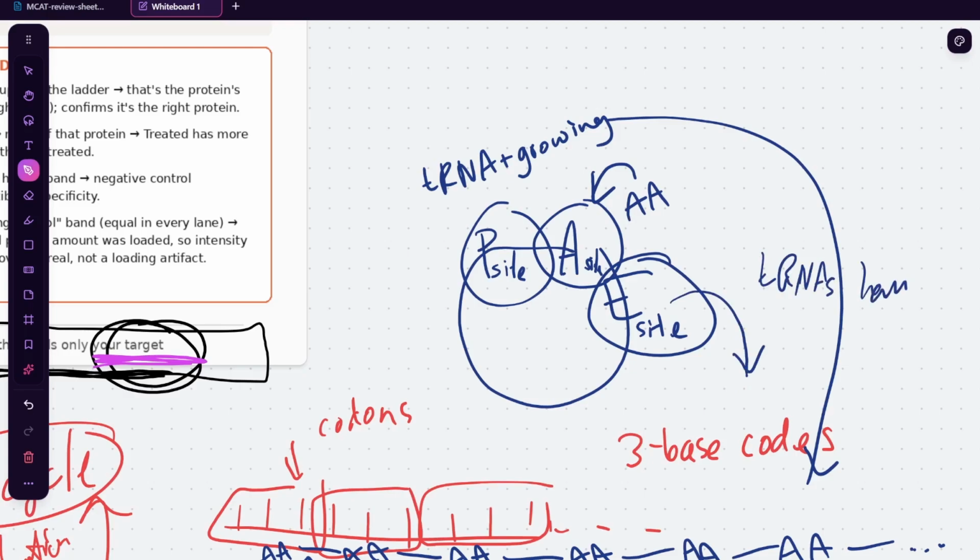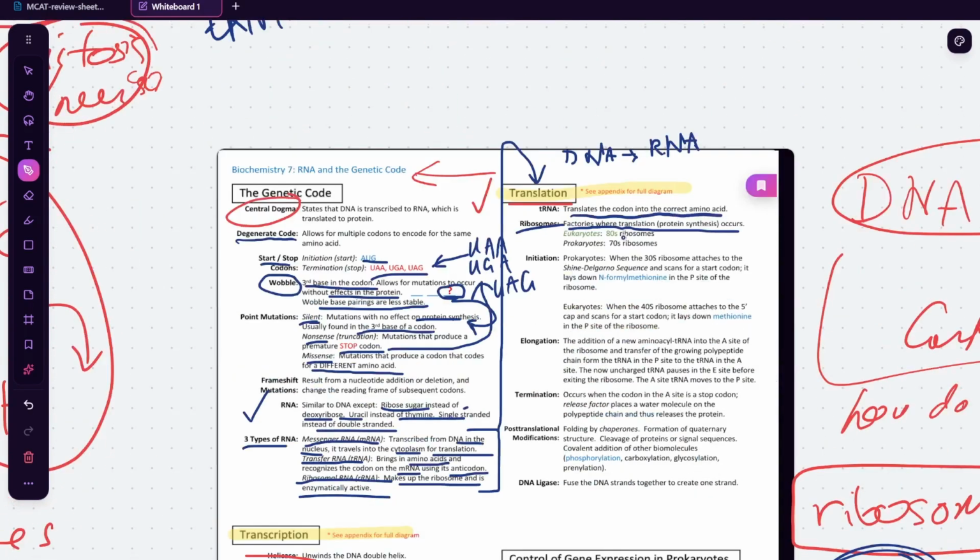tRNAs leave. So in eukaryotes, we have bigger ribosomes. We have 80S ribosomes, while 70S are smaller. So what happens is you can think of tRNA as delivery trucks. tRNA is a molecule shaped like a clover, and one end has an anticodon which matches the base with an mRNA, and the other end carries an amino acid.